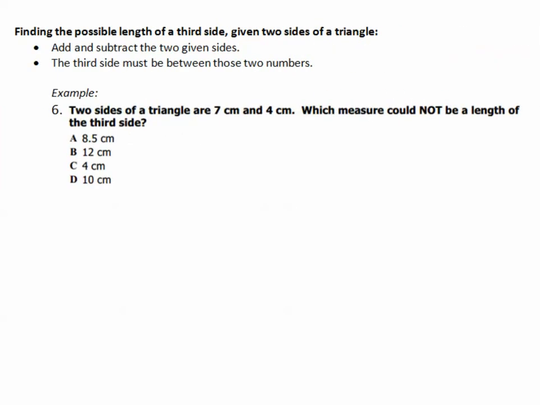And last but not least, finding the possible length of a third side given 2 sides of a triangle. Sometimes instead of being given all 3 sides, we're only given 2 sides. You need to add and subtract those two given sides. The third side must be between those two numbers. For example, two sides of a triangle are 7 and 4 centimeters. Which measure could not be the length of the third side? So we do 7 plus 4, and we do 7 minus 4.